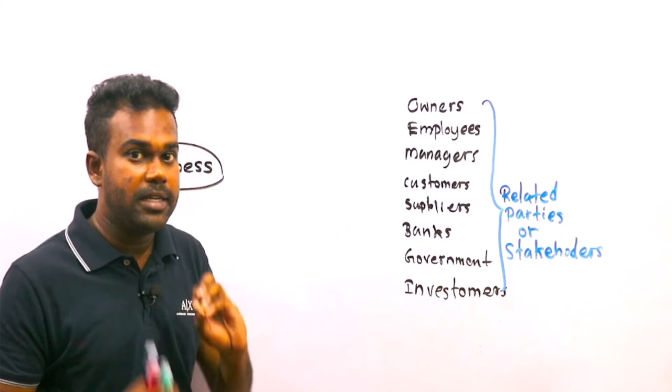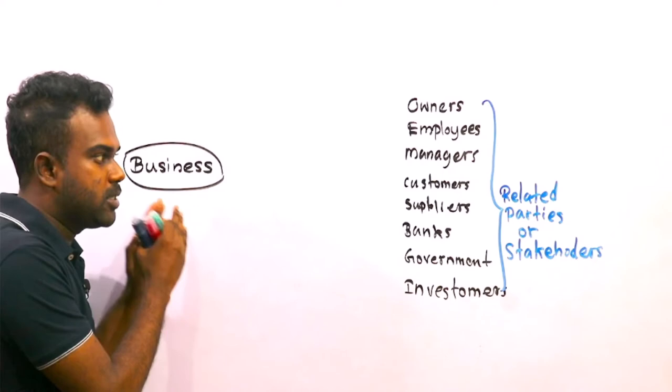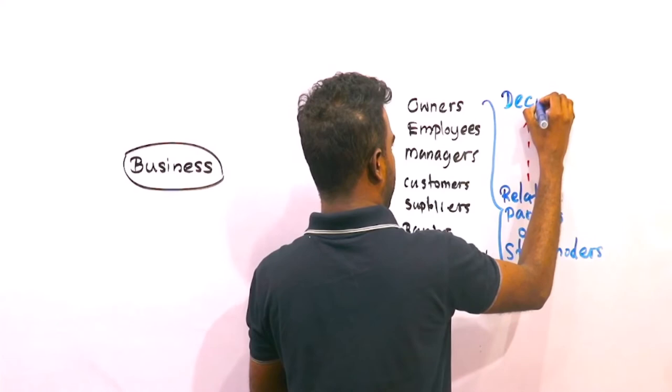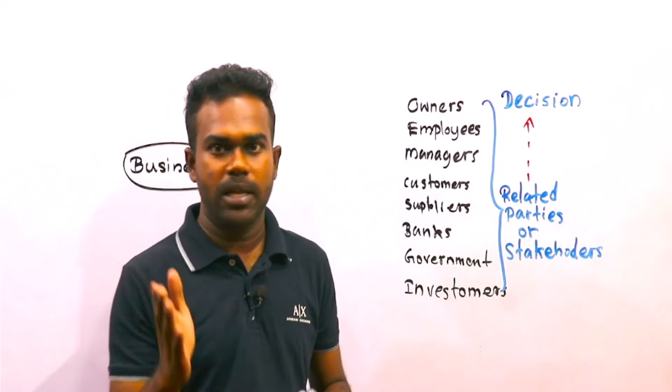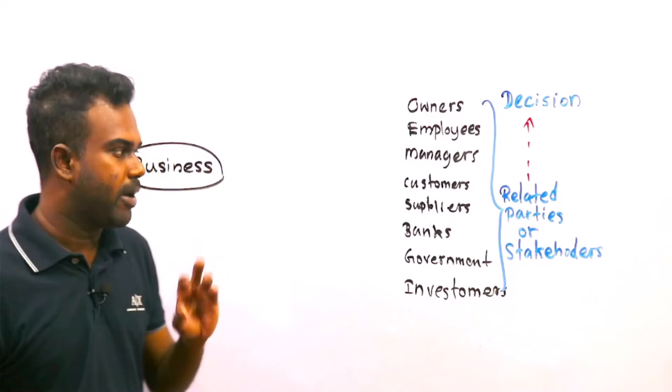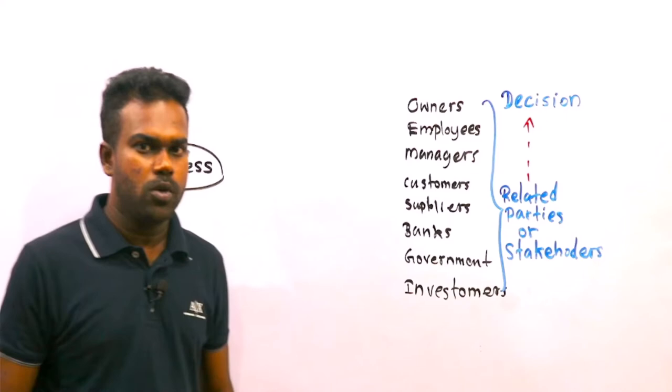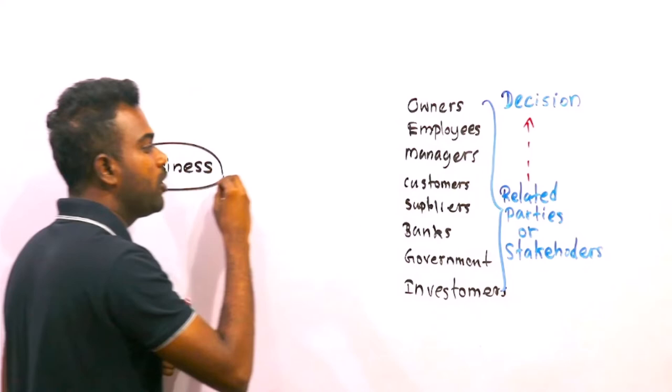And they are making decisions about the business. I'll write down here, they will take decisions. Then your parents will decide based on your success or failure. What each of those decisions are, we can discuss later. They want to get decisions about the business, and they have so many different decisions.